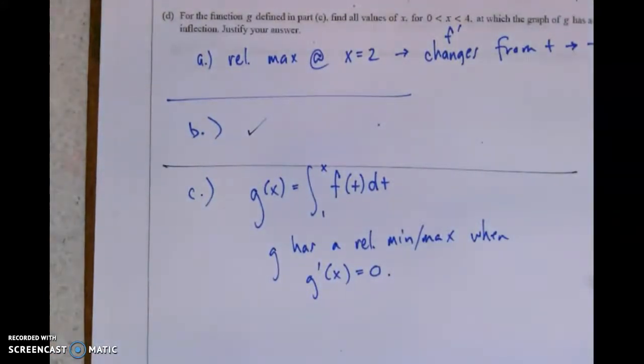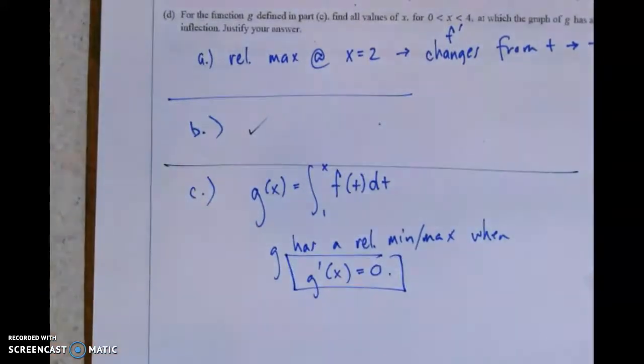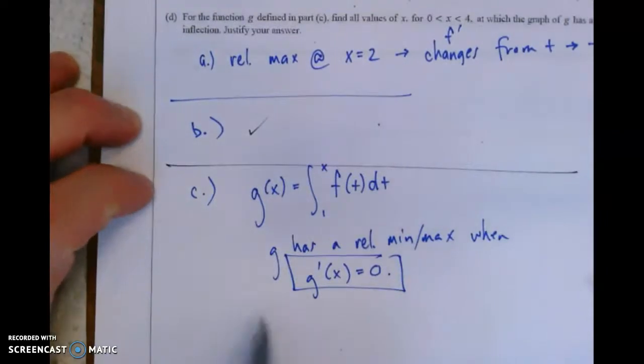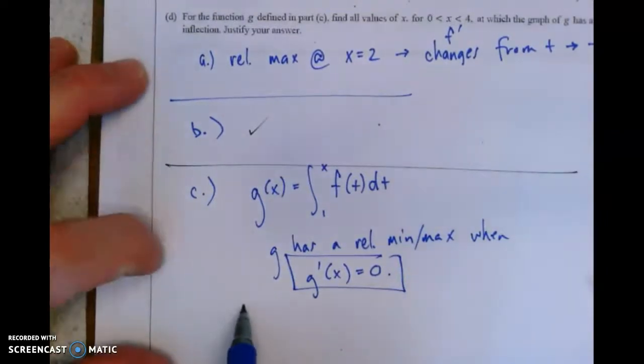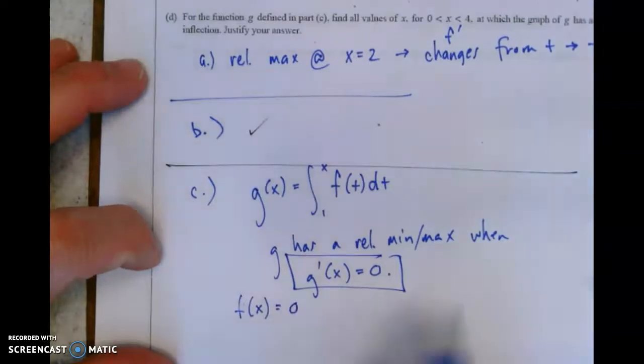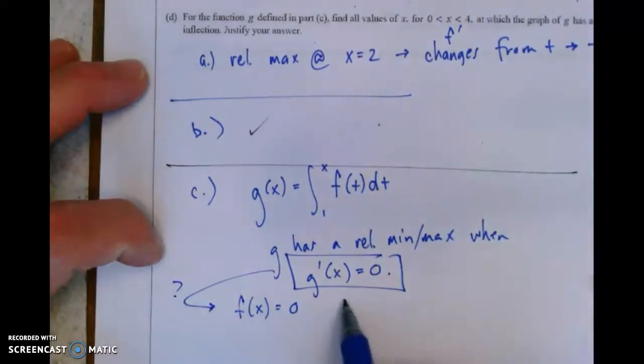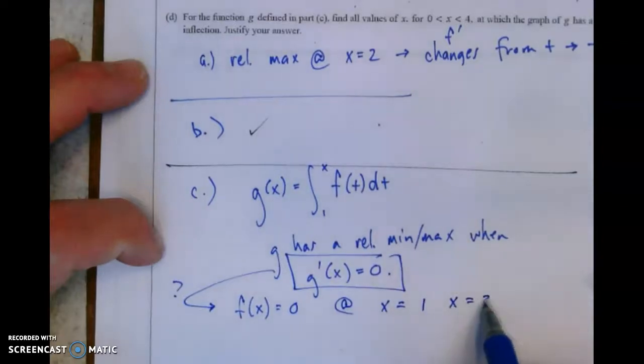Well, the first thing we need to know is that if we're looking for where the function g has a relative min or max, then we are looking where g prime is equal to 0. That's step one. So what this is saying is really, when is f of x equal to 0? That's my question, right? And that is at x equals 1 and x equals 3.